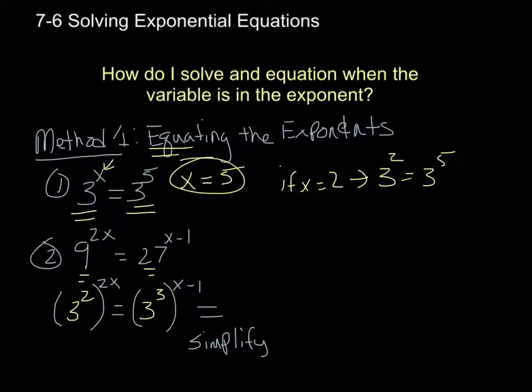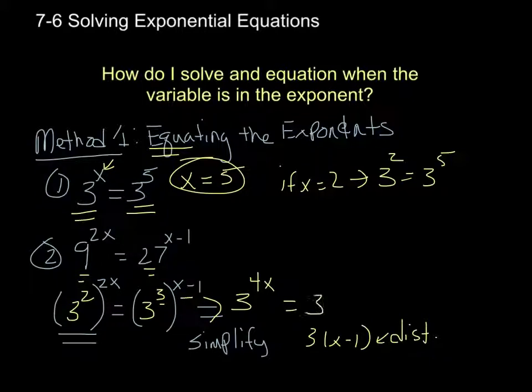So I'm going to do a simplify step. And we're going to apply our exponent rules. So right over here, I have a power raised to a power. So I multiply the exponents, and I have 3 to the 4x. And again, I have a power to a power, so I'll multiply the exponents. What you have to notice about this one, though, is 3 times x minus 1. That's a distributive property problem, so I'm going to have to distribute, and I'm going to end up with 3 to the 3x minus 3.